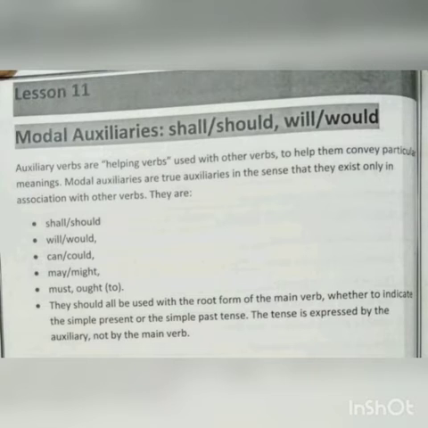In the previous lesson I shared a list of a few auxiliaries with you. These are also some of the auxiliaries, but our main focus, as I have told you, is on should and would. They should all be used with the root form of the main verb. Root form means the first form of the verb. Wherever any auxiliary verb is used, next the base verb, the first form, will be used.